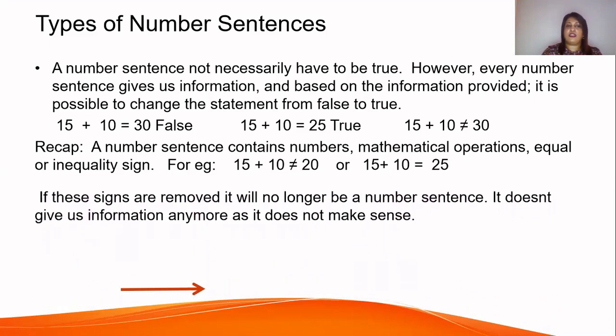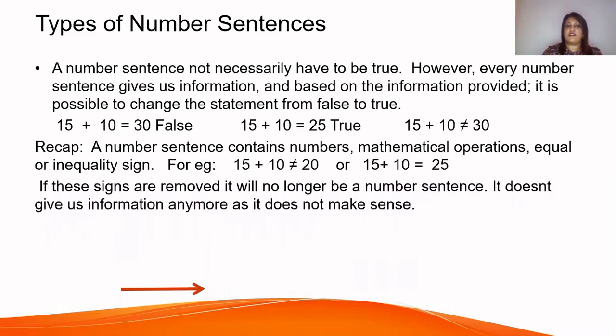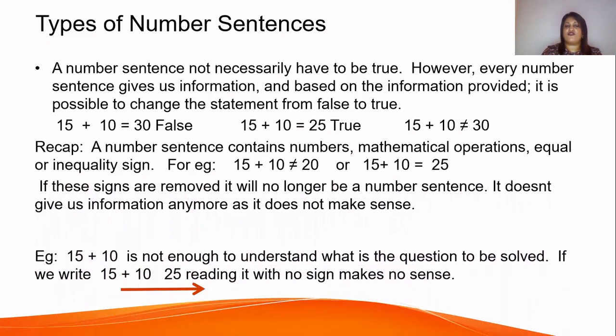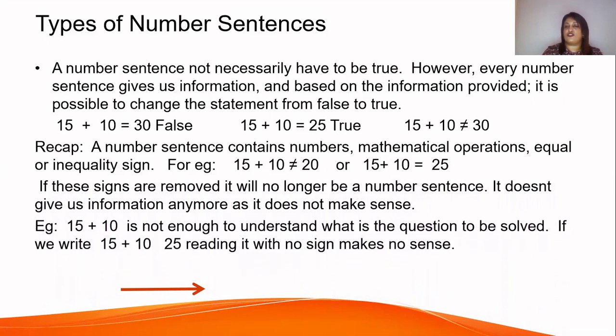Now, in a number sentence, if signs are removed, it will no longer be called a number sentence. It doesn't give us information anymore because it will not make any sense to us by reading it without signs or symbols. So for example, 15 plus 10 is not enough to understand what the question is that's to be solved here. If we write 15 plus 10 and 25 next to it, it makes no sense because we can't read it with no signs in it.